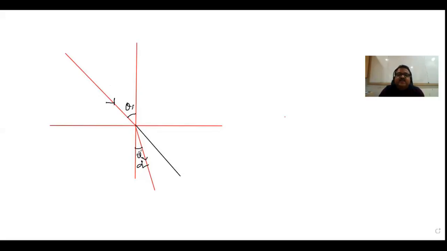Is that clear? Now, how to calculate the angle of deviation? So let me show it to you. How to calculate the angle of deviation?